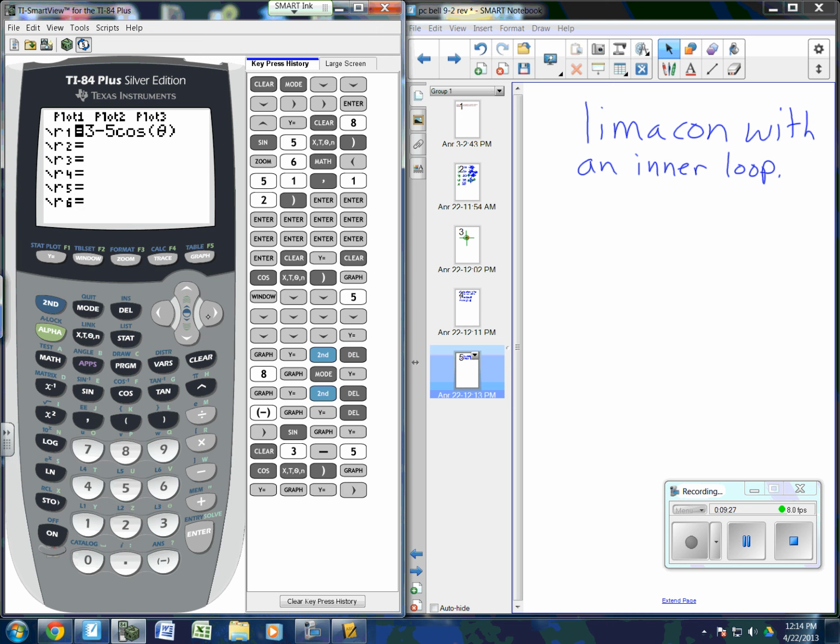Okay? Someone said change that to a plus, 3 plus 5 cosine of theta. If I do that, this is what I get. It's on the right side. It's on the positive x-axis. Okay? I'm going to just call it a limacon. That's what I've been calling it for years. But you probably seen, if you ever looked up the pronunciation, it's different.